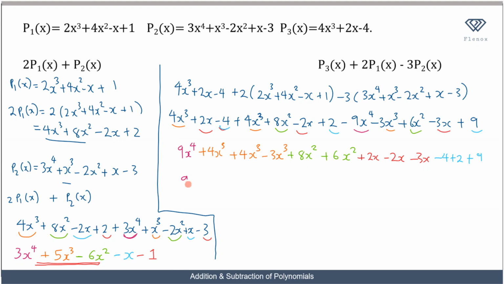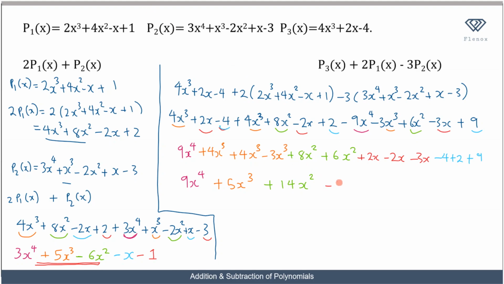So I'm left with 9x to the power of 4. Then I have 4 plus 4 minus 3. 4 plus 4 minus 3 will give me what? 5. So I'm left with plus 5x raised power 3. Then I have 8 plus 6. 8 plus 6 will give me 14x squared. Then I have plus 2 minus 3, and that will give me what?